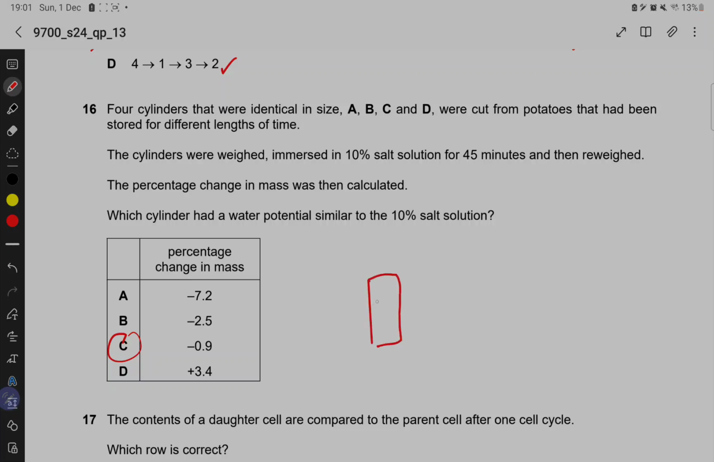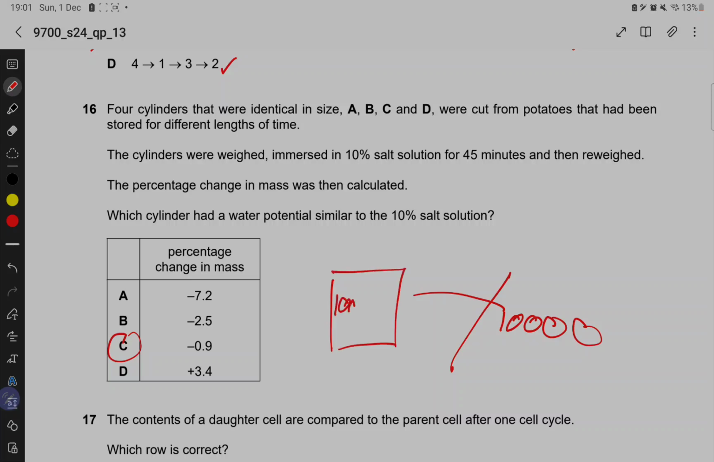Let's say your cylinder has 100, your water potential outside is 1000. More will clearly go in, versus let's say I made it 10,000 now. Now there will be no net movement. You won't see a change in the mass. So by looking at this, you can understand that as the water potential difference is larger, you have more percentage change in mass, while if it's more similar, percentage change in mass will be lower.